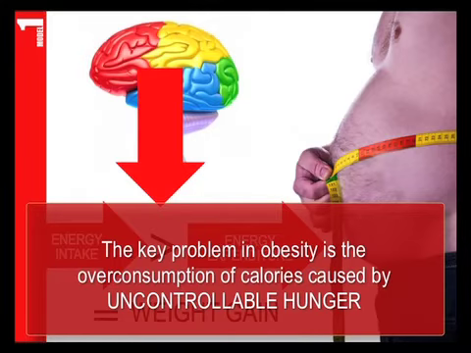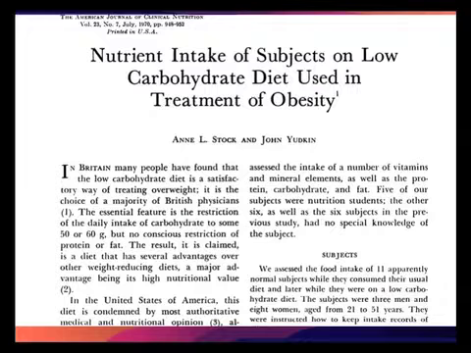And it's the uncontrolled hunger that is the cause of the obesity. So the question is, what is driving the uncontrollable hunger that is in consequence driving the obesity epidemic? Well, Ann Stock and John Yudkin in 1970 published this paper, and the opening sentence is particularly interesting.